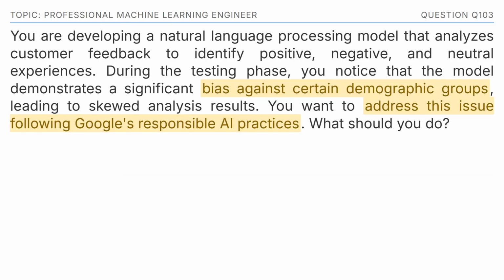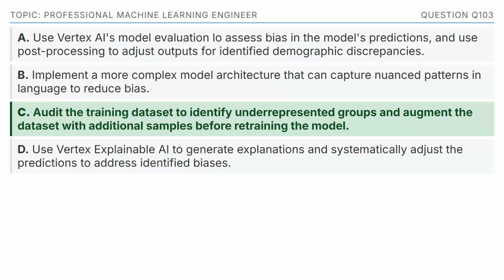To arrive at the correct answer, we focus on the keywords: bias against certain demographic groups. Address this issue following Google's responsible AI practices. The correct answer is option C. Audit the training dataset to identify underrepresented groups and augment the dataset with additional samples before retraining the model.